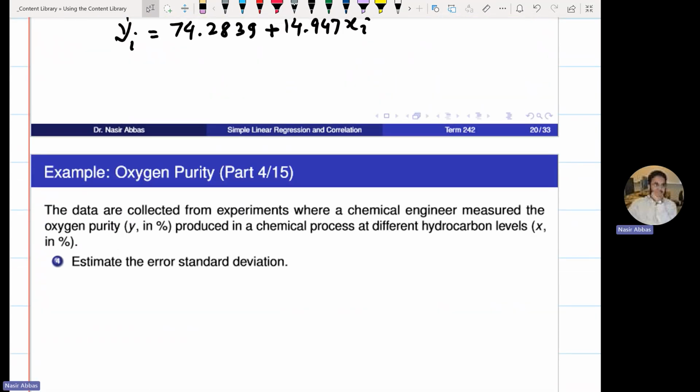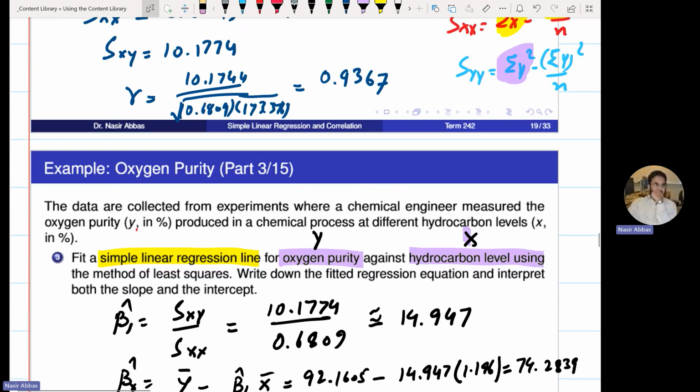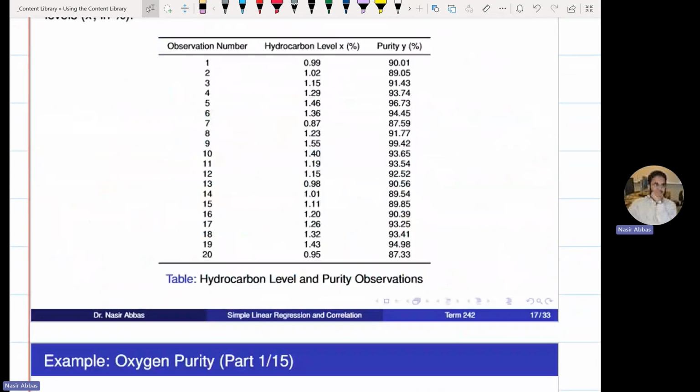Every question, yes, outside the domain. You will look at the minimum of x and the maximum of x. If 0 is in between, you will interpret. If 0 is not in between, you will not interpret. For this question, the minimum is 0.95. If this minimum was minus 0.95, you would interpret.